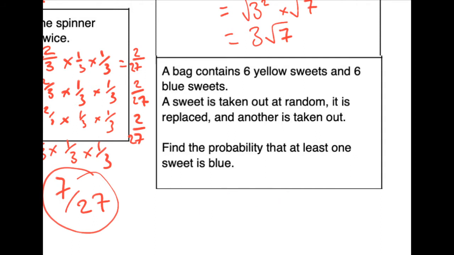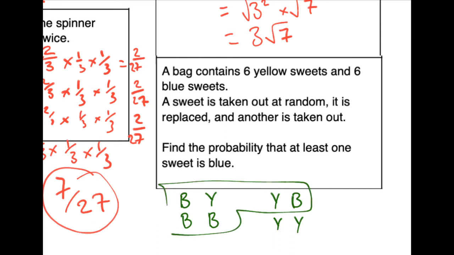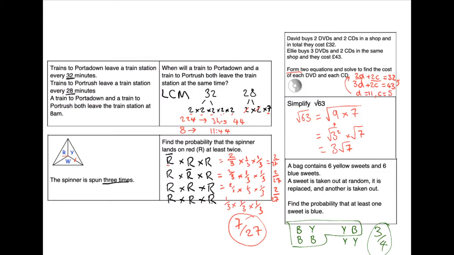We've got 4 options. Either we've got a blue then a yellow, a blue then a blue, a yellow then a blue, or a yellow then a yellow. They are the 4 options. And we've got 3 cases where we pick at least one blue, and so we've got 3 out of 4 as the probability there. That's quite a simple one.